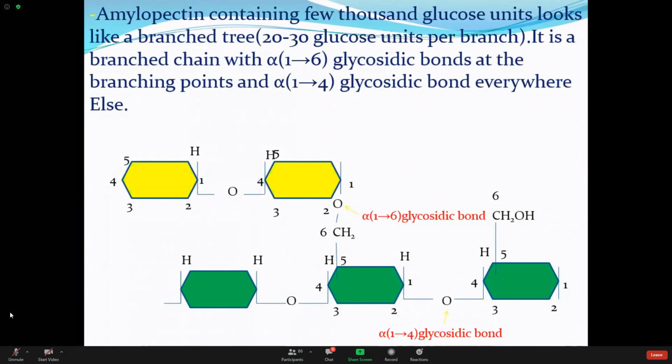Suppose this is one straight chain, and this is one branch. From here, the other branch started. Only at this branching point do you get the 1,6 variety. The rest of all the linkages are the 1,4 variety. Am I clear? So have a look at the next picture.